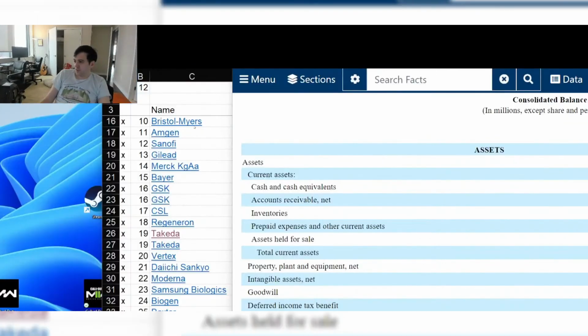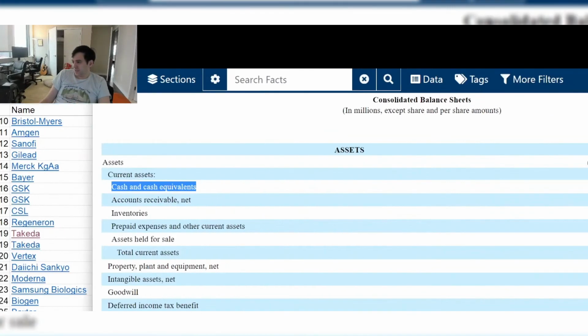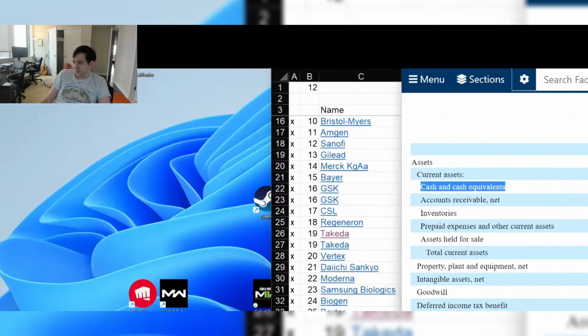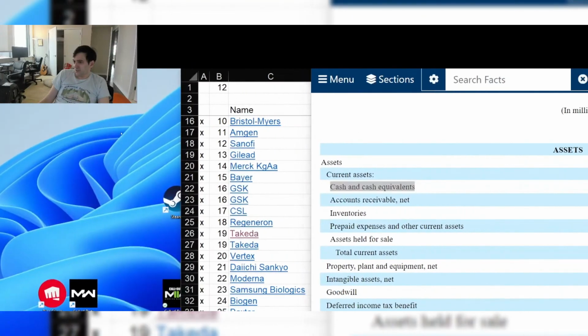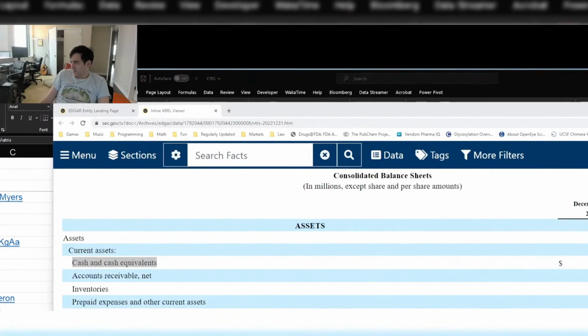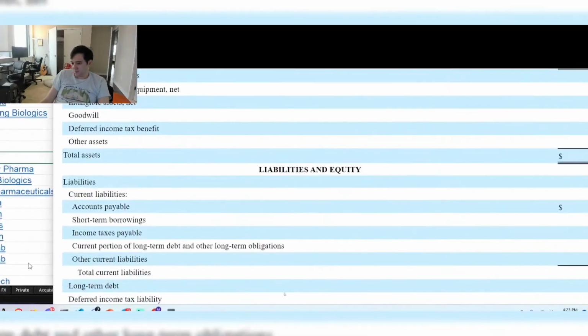All right, let's magnify. Cash and equivalents. What is cash and equivalents? What does that mean? I think that's something that's equivalent to cash. Well, what's equivalent to cash, right? I don't know. That's a tough one.